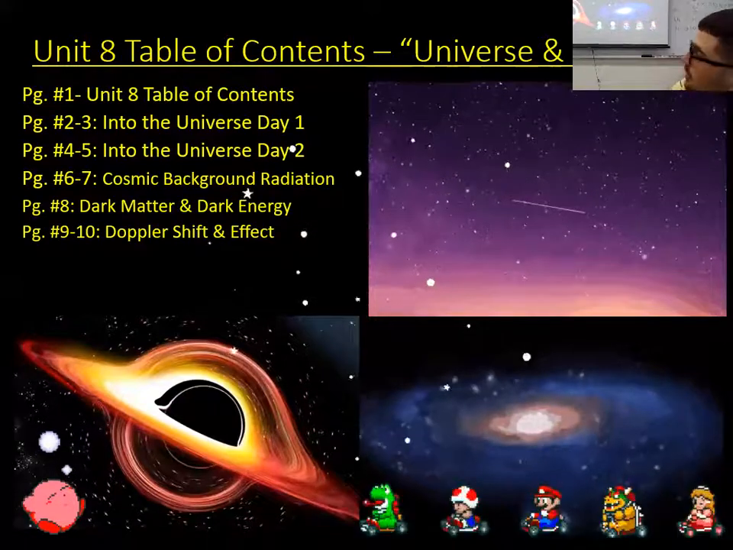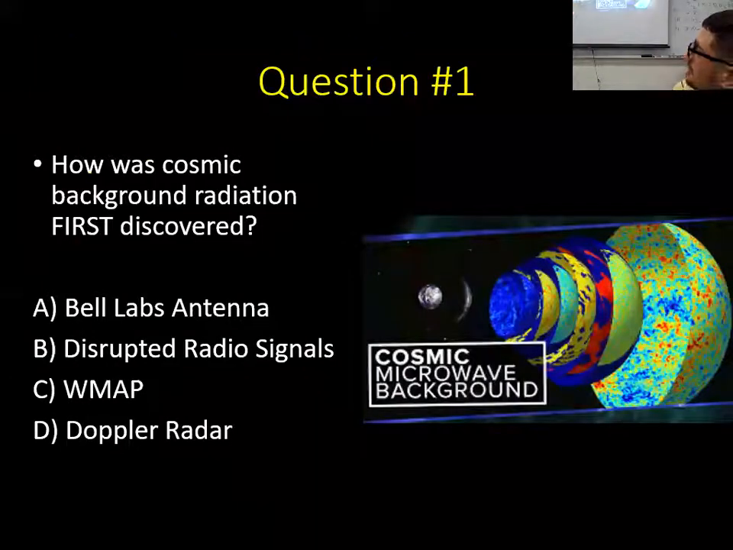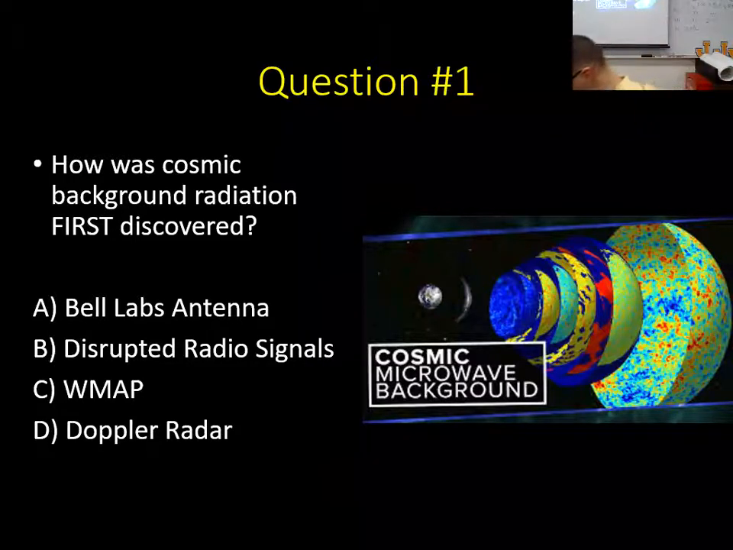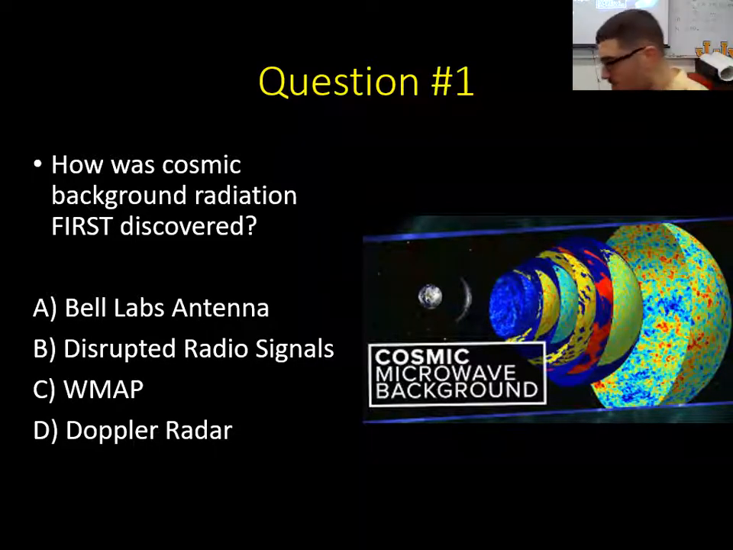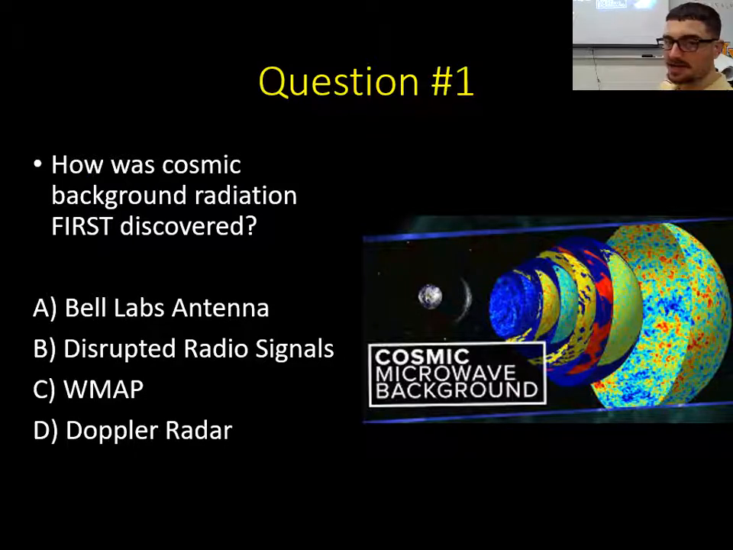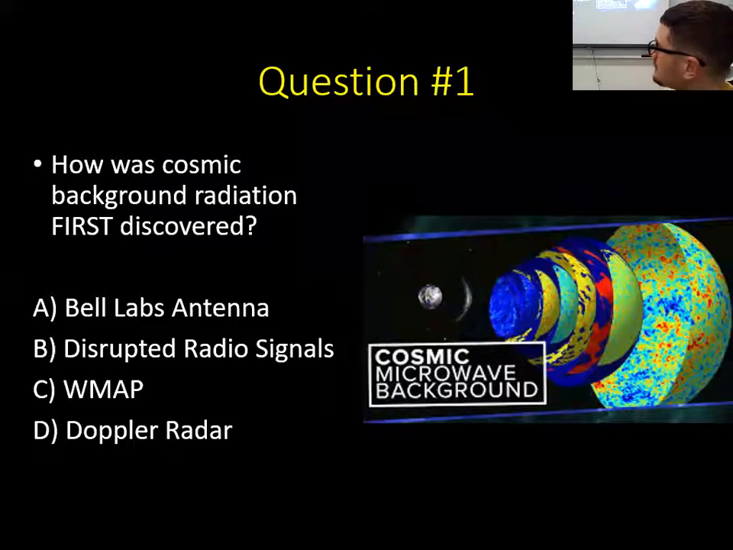All right, let's be ready to answer these questions in the chat, guys, for your credits for participation. We will do 2 questions today. Question number 1: how was cosmic background radiation first discovered? This is on page 7 if you guys are stuck. Again, there are 2 right answers here, but one that's the most specific general answer. Was it first discovered, A, Bell Labs antenna, B, disrupted radio signals, C, WMAP, or D, Doppler radar?